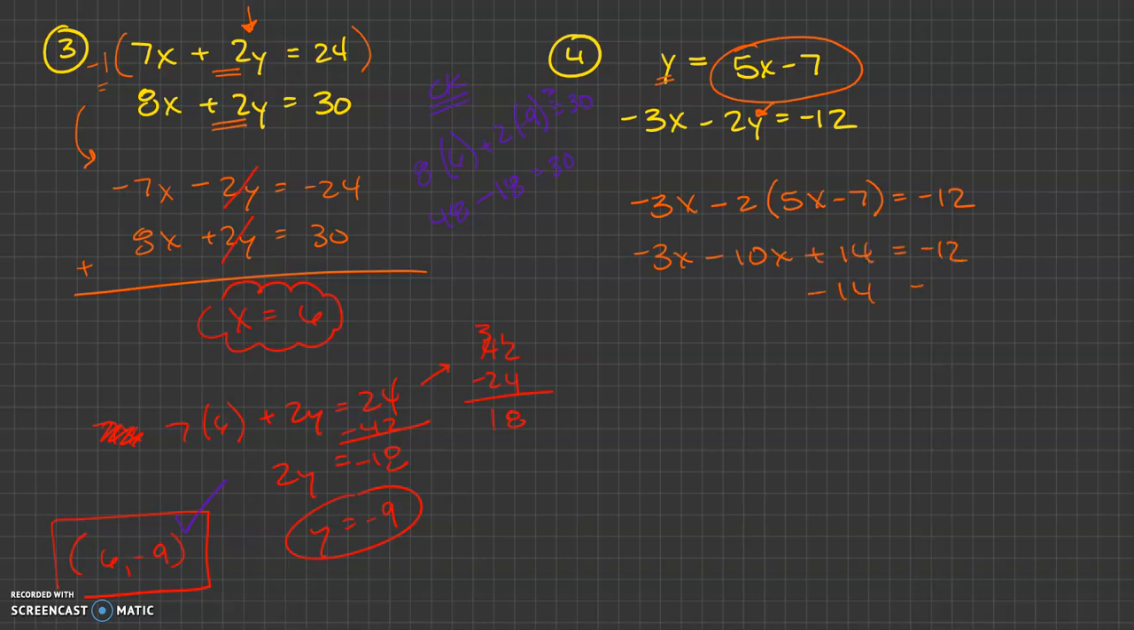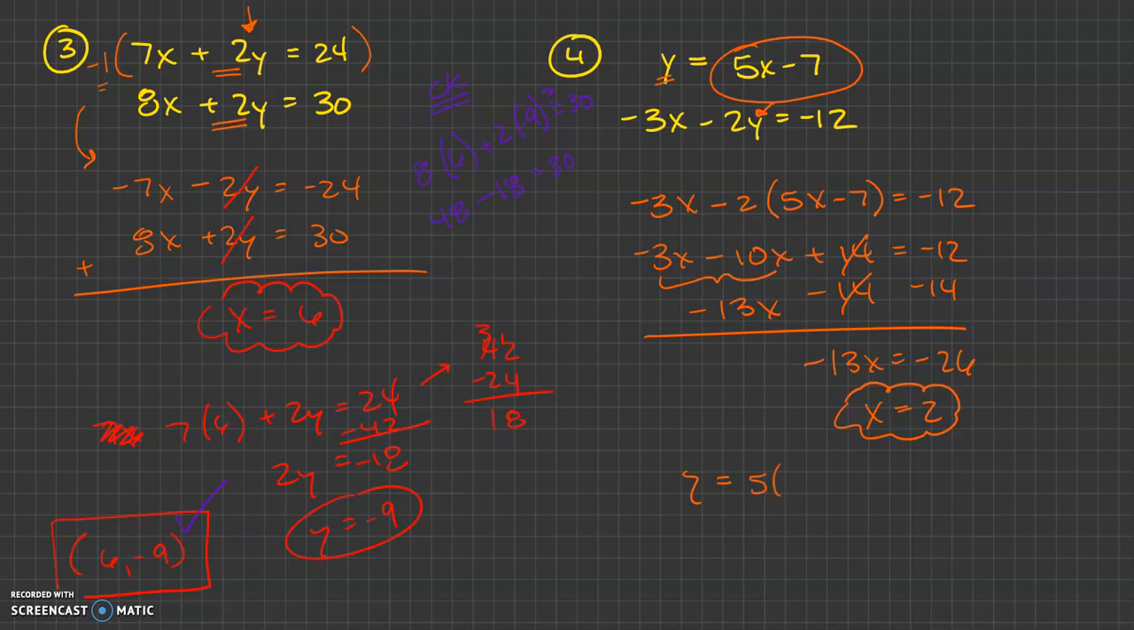So I'm going to subtract 14 from both sides. I'm going to combine like terms, which is negative 13x. And then I'm going to add 14, about to lose track of what I'm doing here. Negative 13x equals negative 26. Divide both sides by negative 13, and you get x equals 2. So let's plug it back in. Let's just say y is equal to 5 times 2 minus 7. So that's going to be 10 minus 7, or 3. So the solution to this equation should be 2 and 3.